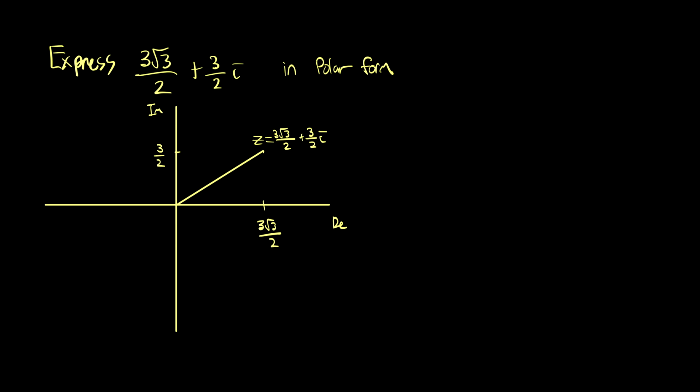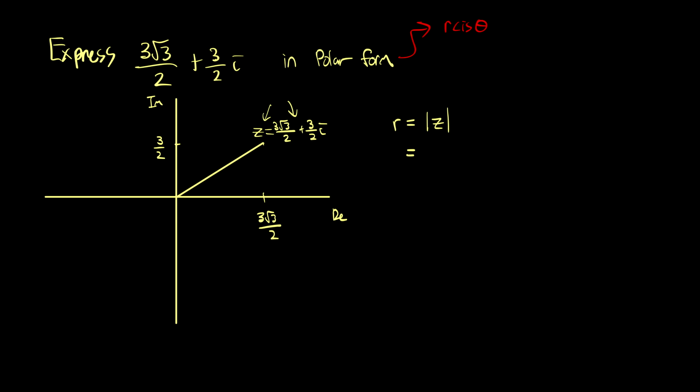Express 3 square root 3 over 2 plus 3 over 2i in polar form. So recall that polar form consists of r cis theta. So our job is to find r and theta. Now r, in this case, is going to be equal to the modulus of z. And I've let z equal to this expression just to make our lives easier.